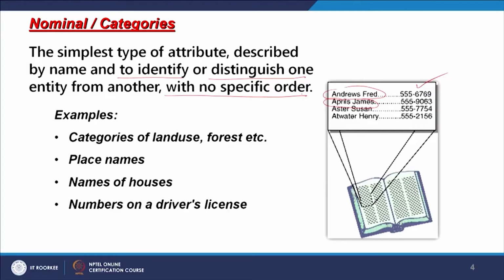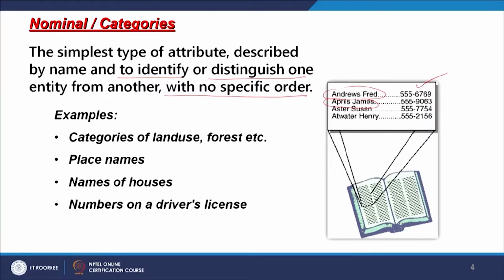So there is no order whatsoever. Same with the forest also, types of forest, open forest and coniferous forest and so on. Names of places, again you can sort them in alphabetical order or any other order, but inherently names of places do not have any specific order.